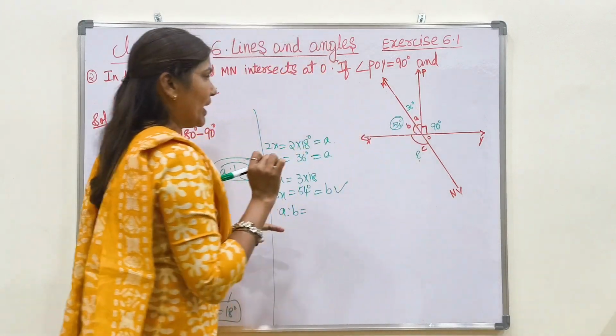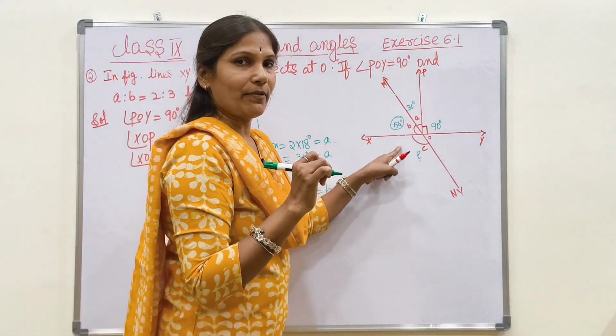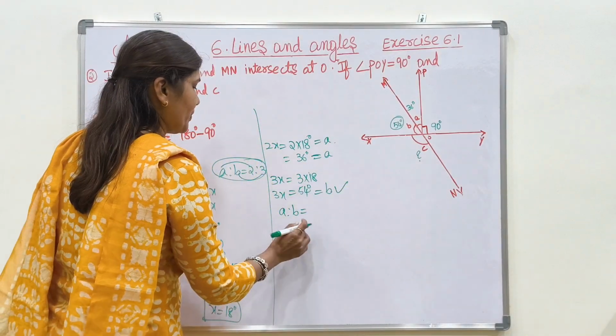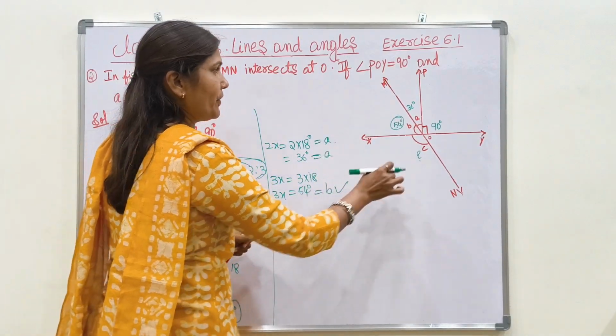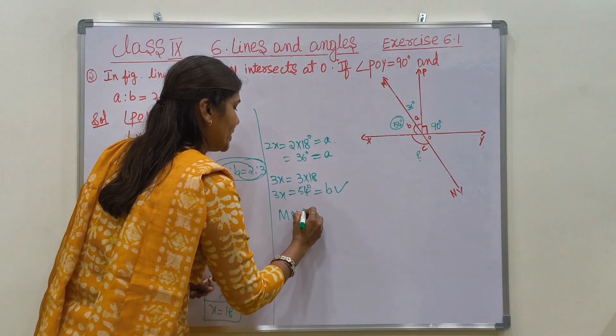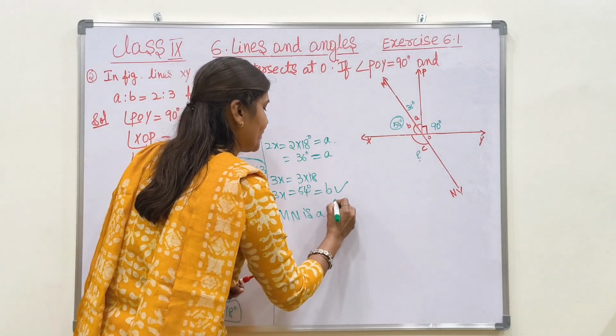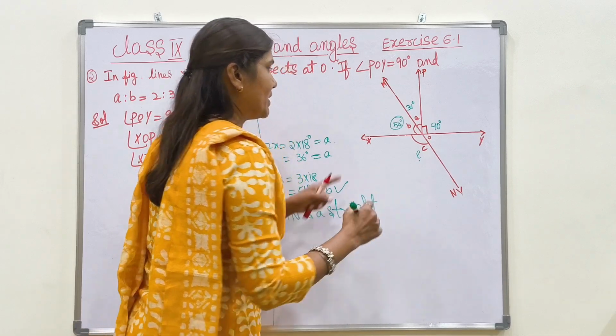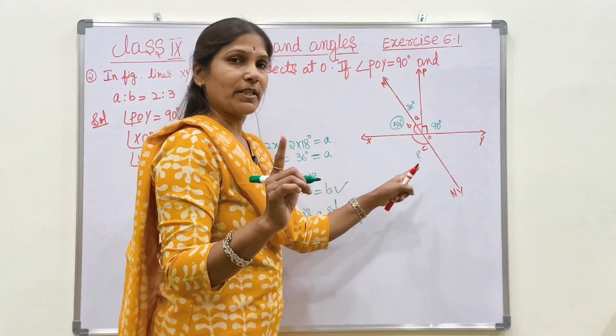So, now we want what? This C value we want. C value means this is a straight line. Now you can write MN is a straight line. MN is a straight line. Okay. MN is a straight line means how much degree?